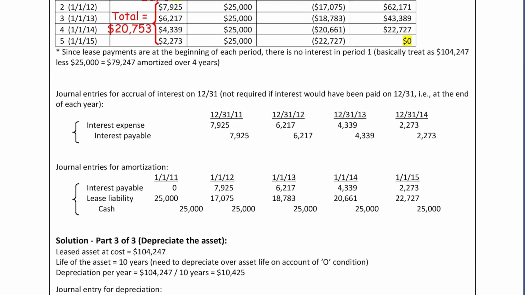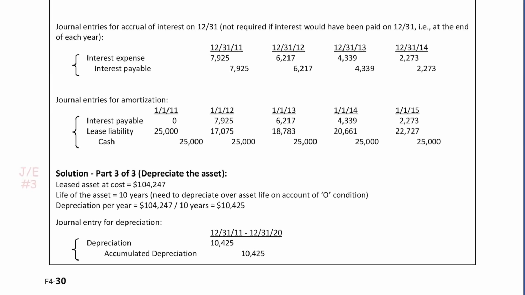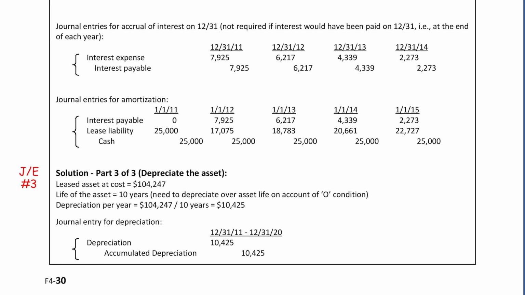Now move down on this page and let's look at journal entry number 3. Put a box around depreciate the asset. And looking at our depreciation journal entry, the debit is 10,425 each period. Right there, 104,247 divided by 10 years.